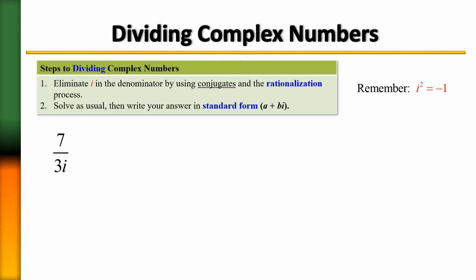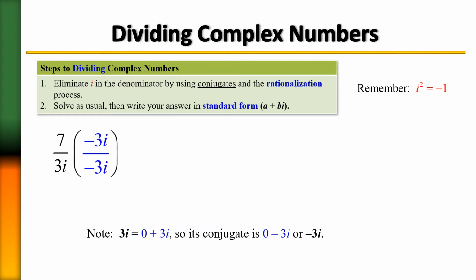So the conjugate of 3i, which is positive, the opposite of that, would be negative 3i. So now I need to multiply both the top and the bottom by negative 3i so that I can remove the i. On top, you have 7 times negative 3i, which is negative 21i. On the bottom, you have 3i times negative 3i, and that's going to equal negative 9i squared.